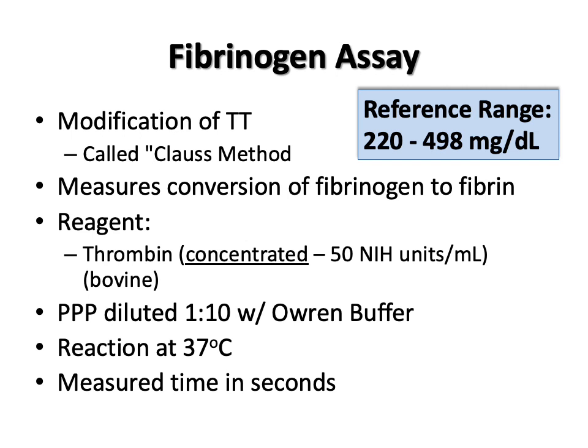The clot-based assay for fibrinogen activity is actually a modification of the thrombin time called the Clauss method. Like the thrombin time, it measures the conversion of fibrinogen to fibrin, however, the reagent is about 10 times more concentrated than in the thrombin assay. It's at 50 NIH units per mil as opposed to 5 NIH units per mil.